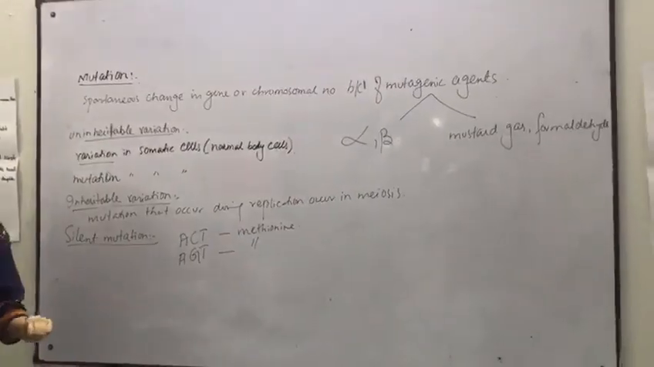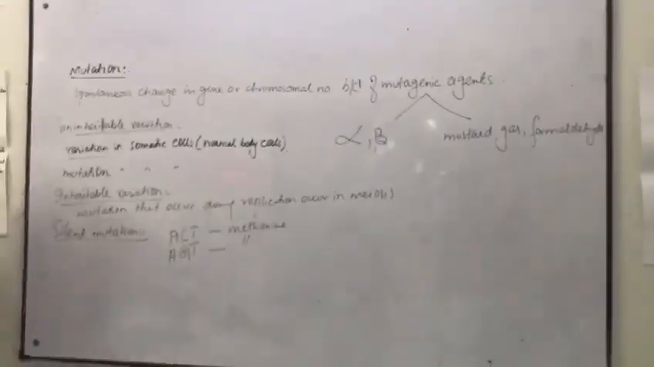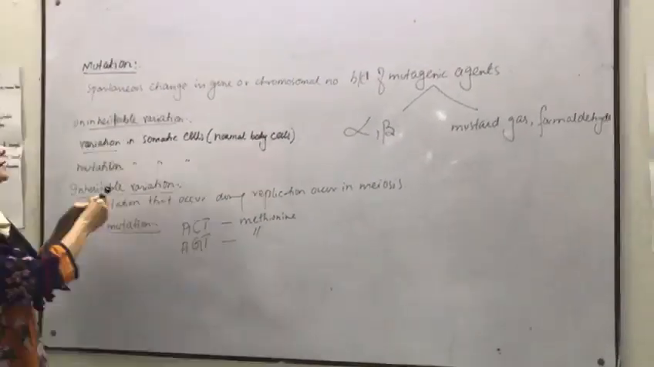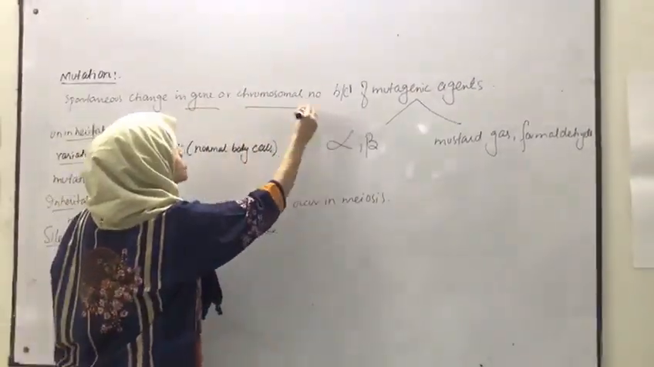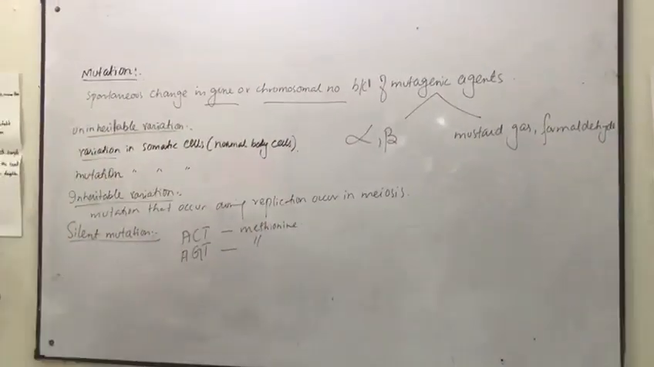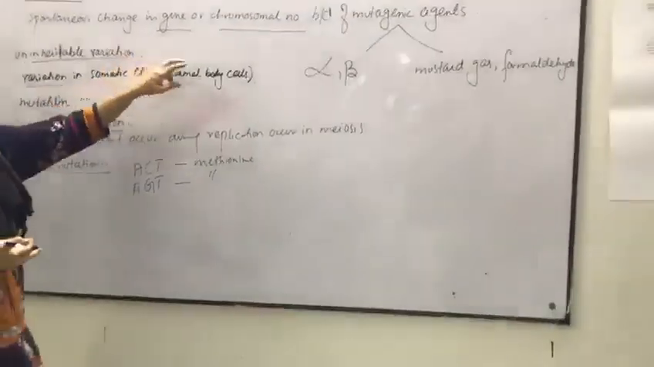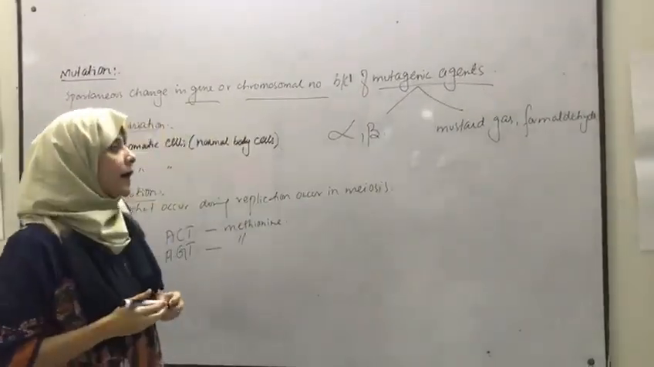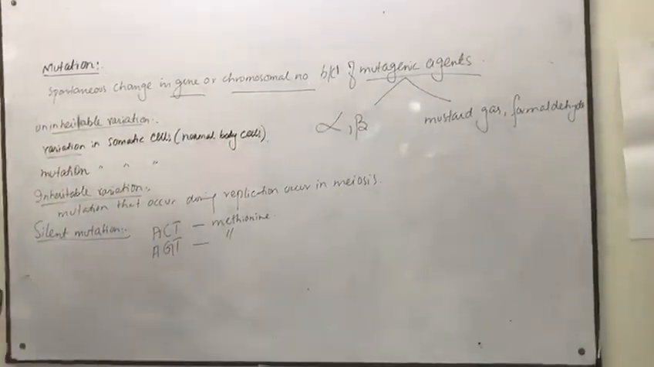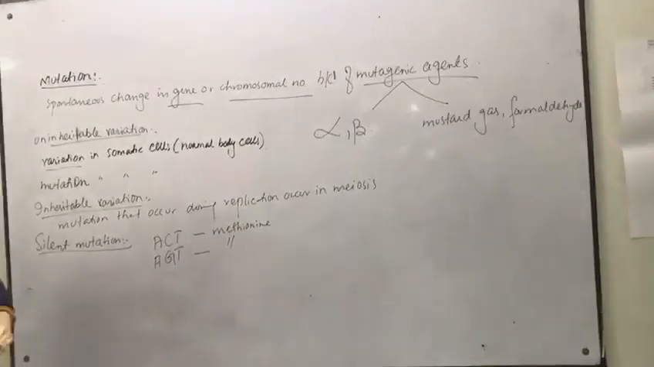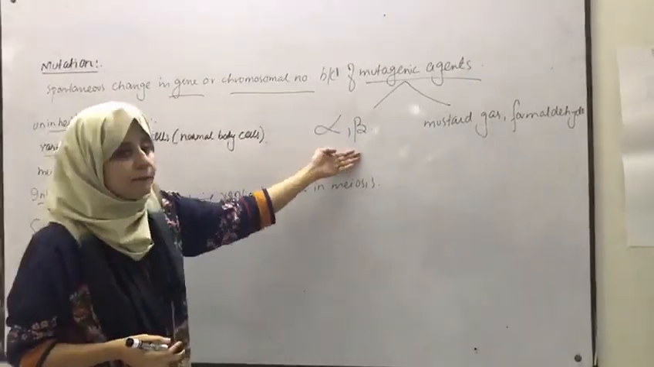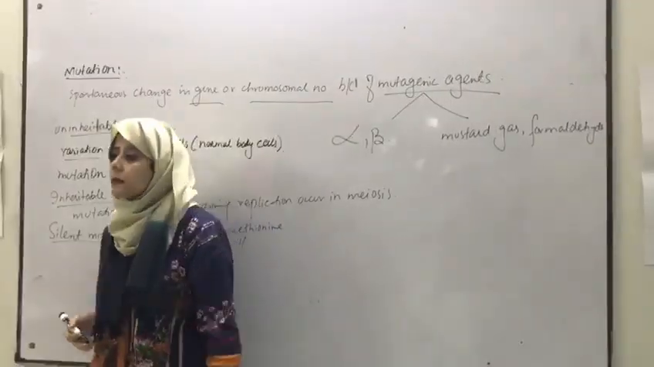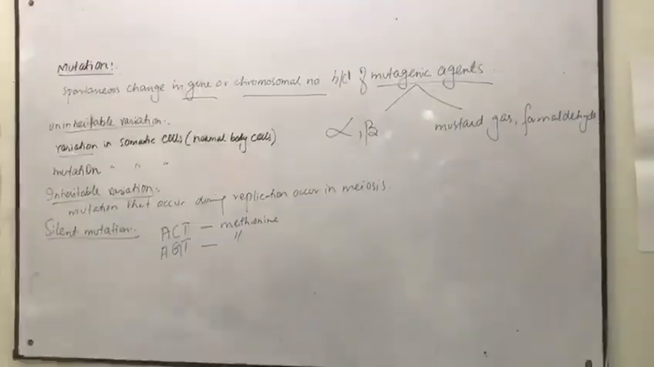Today we are going to study about mutation. What is mutation? Mutation is the spontaneous change in gene or chromosomal number. And why does mutation happen? It happens because of mutagenic agents. Now, what are the mutagenic agents? Mutagenic agents could be harmful radiations, for example, alpha and beta radiations, or harmful chemicals, for example, mustard gas and formaldehyde.